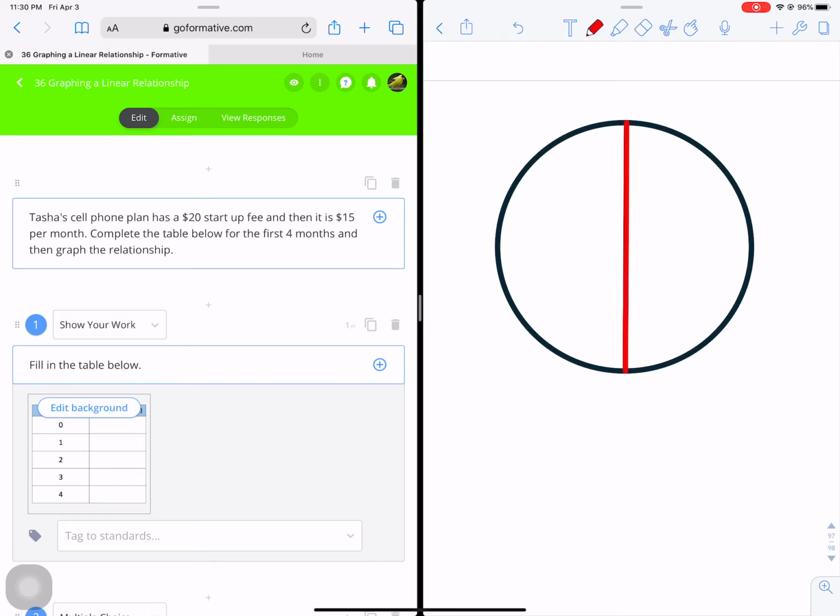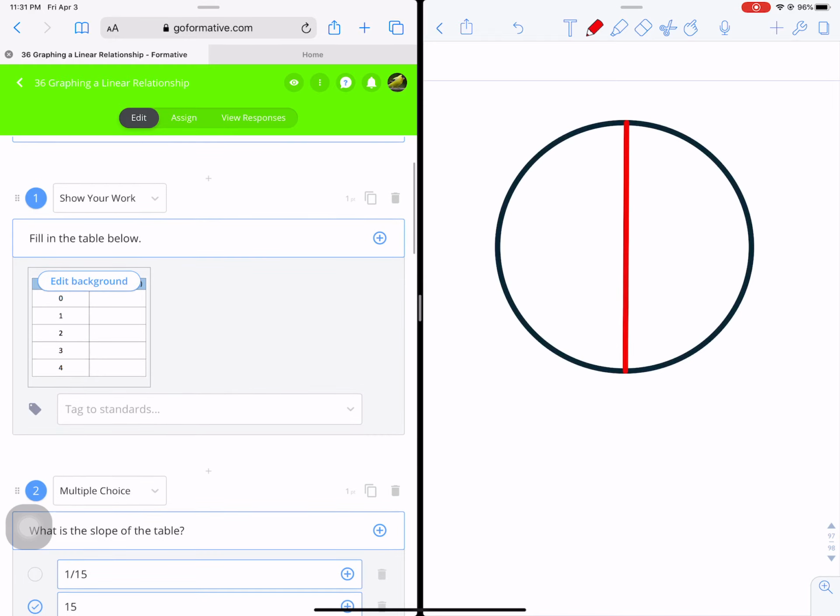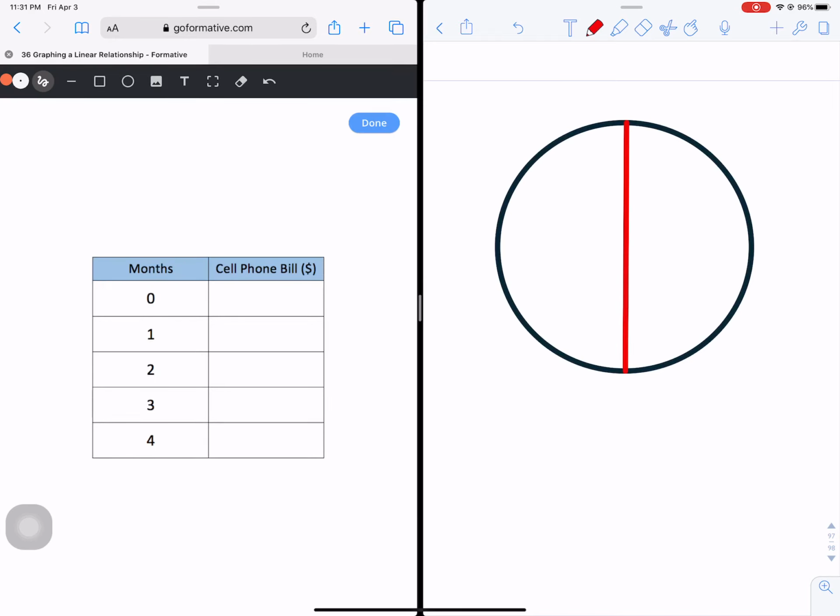This is my table, okay? Now, keep in mind, your table's right here, and I'm making that same one right here. I'm not going to argue with the circle because I can't pretend draw a square. So, we're going to make that background come to life. Months, and cell phone bill. Okay, this one's in dollars. Got it.